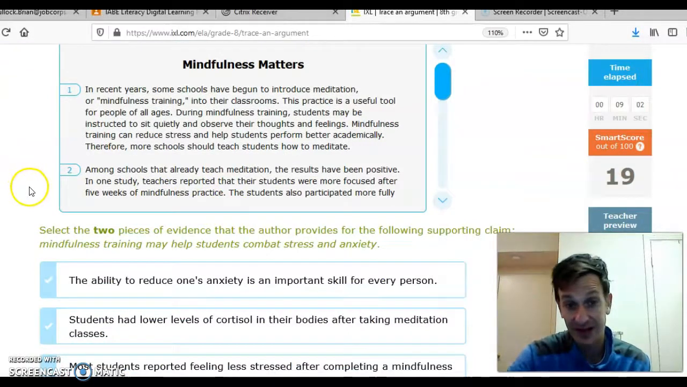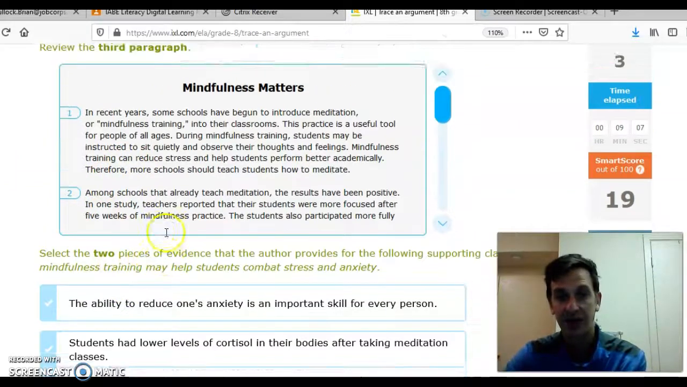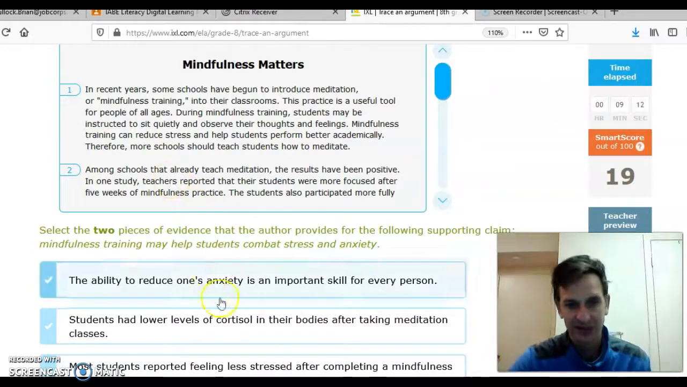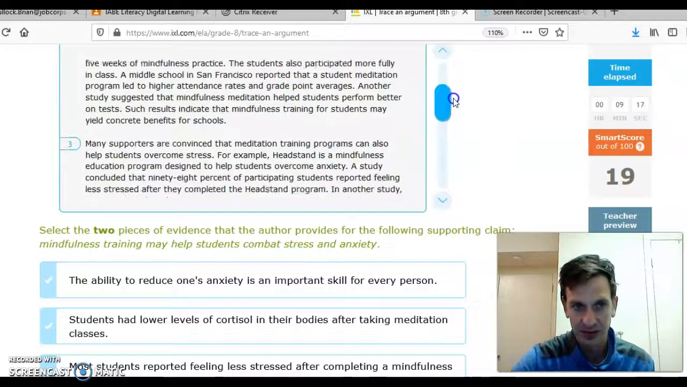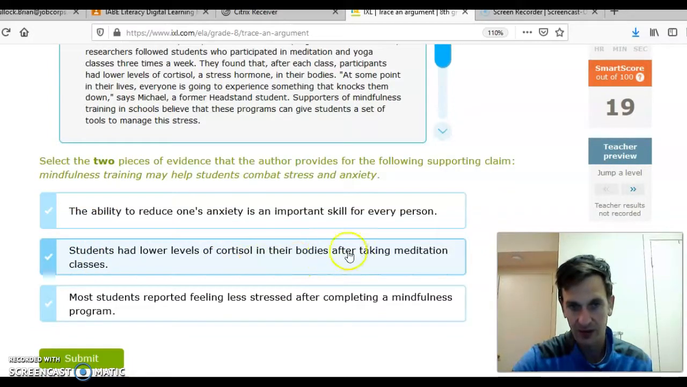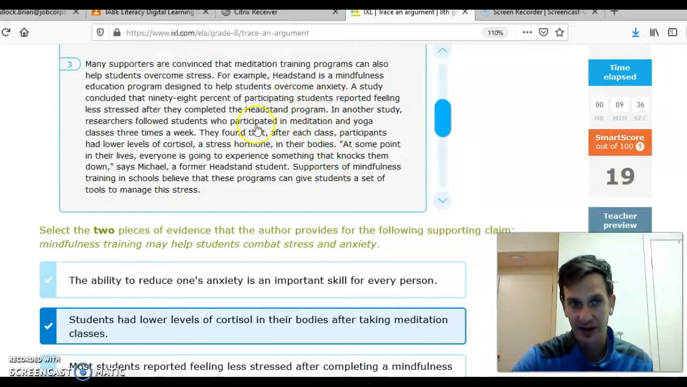Select the two pieces of evidence that the author provides for the following supporting claim: mindfulness training may help students combat stress and anxiety. Okay? So, let's go to this one, stress and anxiety. Alright, so they found that each class participants had a lower level of cortisol, a stress hormone. So, students had lower levels of cortisol in their bodies, and most students felt less stressed. Yeah, that's where it says, right?